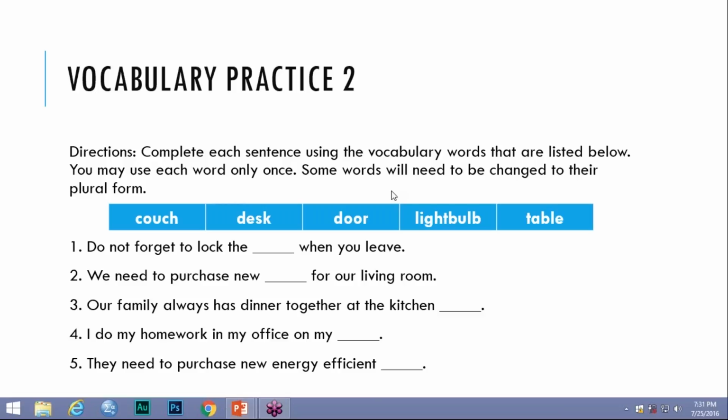Okay, so remember, you're only sending me messages privately so that other people don't see the answer. So you can start, well, let me read number one first. Number one, do not forget to lock the blank when you leave. So do we have an answer for that? Very good. Okay, yes, there we go. So now I'm getting the answer privately. Good, good, good. So do not forget to lock the blank when you leave. All right. Anyone else?